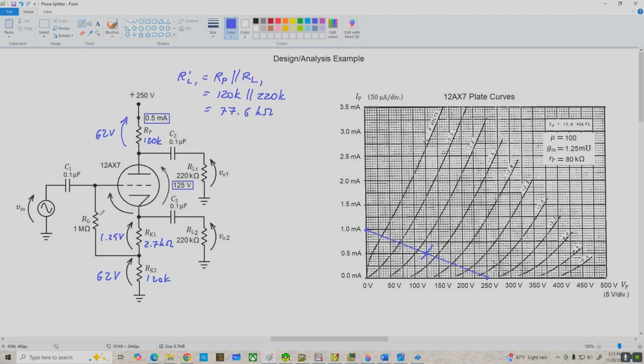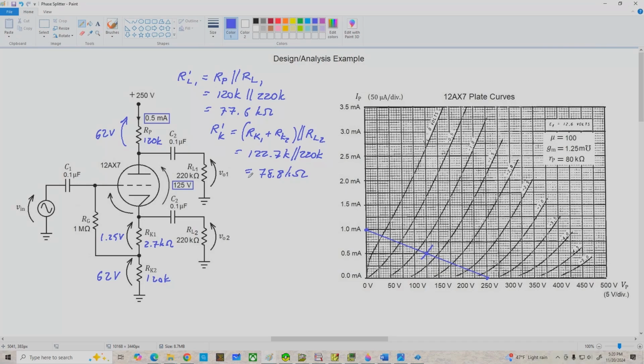The next thing we need to do is find the effective AC resistance looking out the cathode, and ignoring RG because it's so large, that's going to be R prime K equals the quantity RK1 plus RK2 in parallel with RL2. So we've got 122.7k in parallel with 220k, and that gives us 78.8k ohms. Now, ideally, R prime L1 would be exactly equal to R prime K, but they're off a little bit, and that just means that our gains are going to be slightly different, but they're close enough.